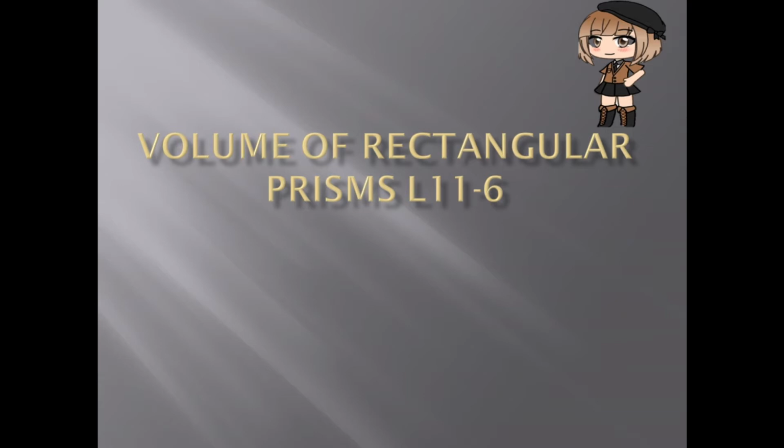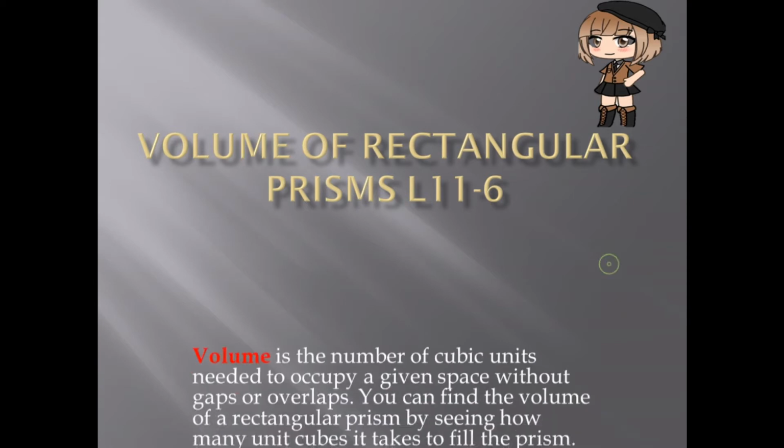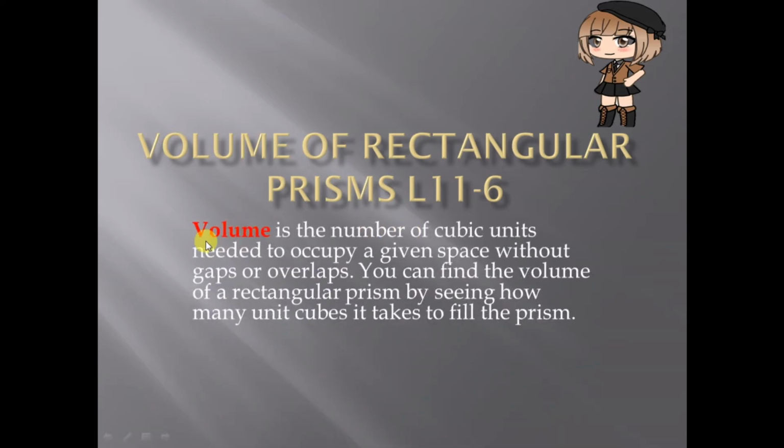And first, before we start our lesson, we have to know what the volume is. Before, we learned about area. Today, we're going to learn about volume. What is the volume? The volume is the number of cubic units needed to occupy a given space without gaps or overlaps. Before we spoke about area and we said it's the square units covering any figure or any shape without gaps or overlaps. However, the volume is the capacity of any shape.